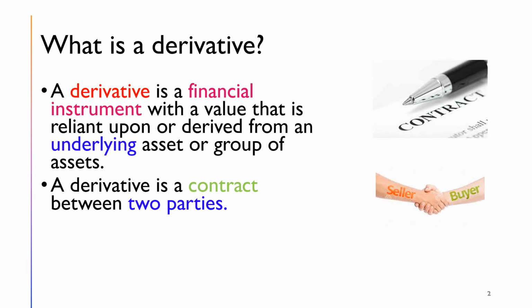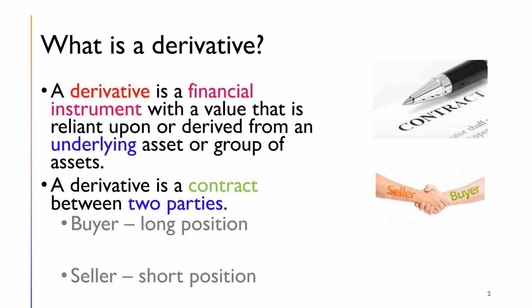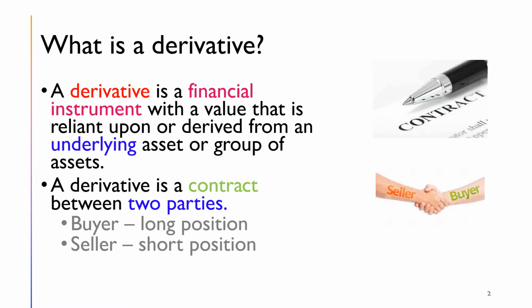The two parties involved are the buyer and the seller. The buyer, who purchases the derivative, holds a long position. On the other hand, the seller, who sells the derivative, holds a short position. A derivative contract always defines the rights and obligations of each party.